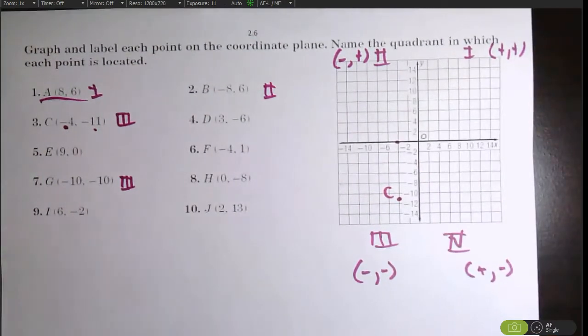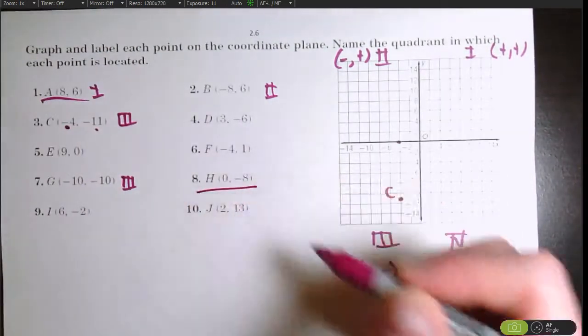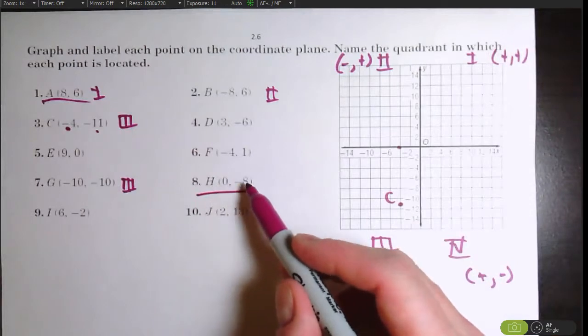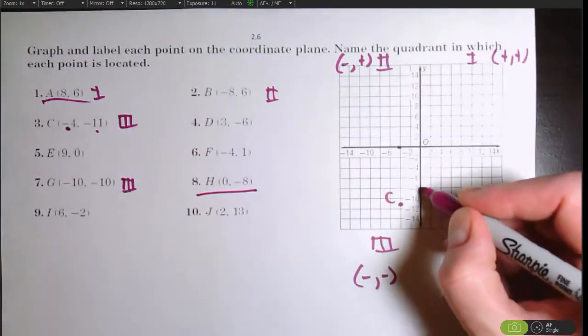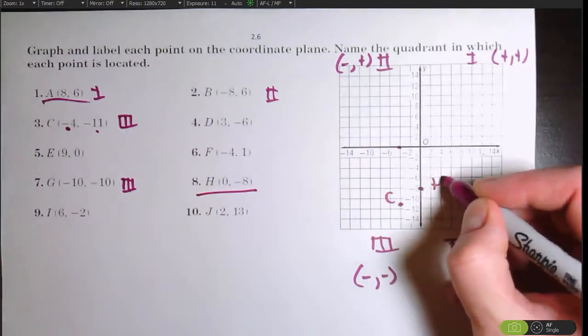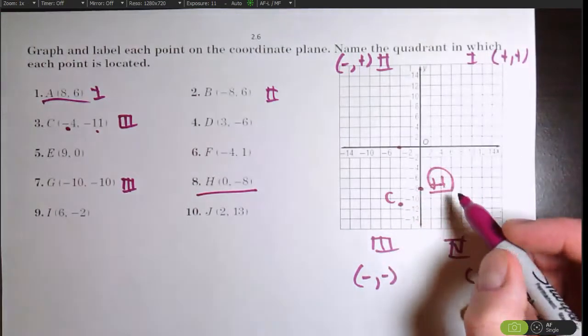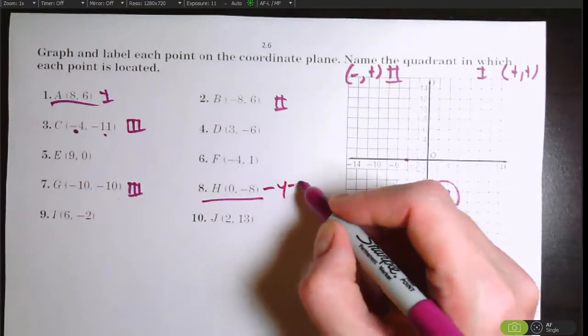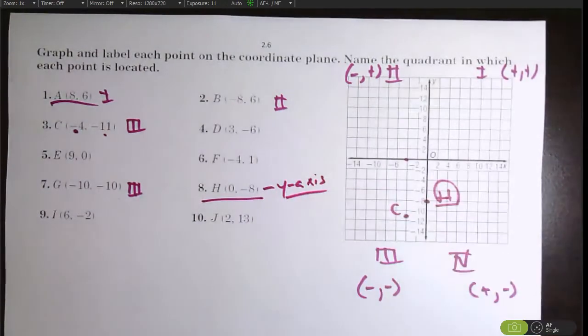Now, where things get tricky is number 8, actually. Number 8's a tricky problem because it's 0, -8. So I'm not going to go left or right for x, but I'm going to go down 8. Well, that puts you right here at H. And that's not actually in a quadrant. That's on an axis. So we would say then, y-axis.